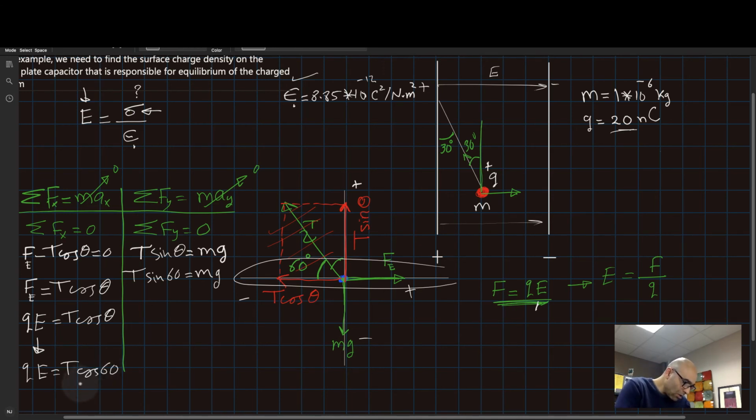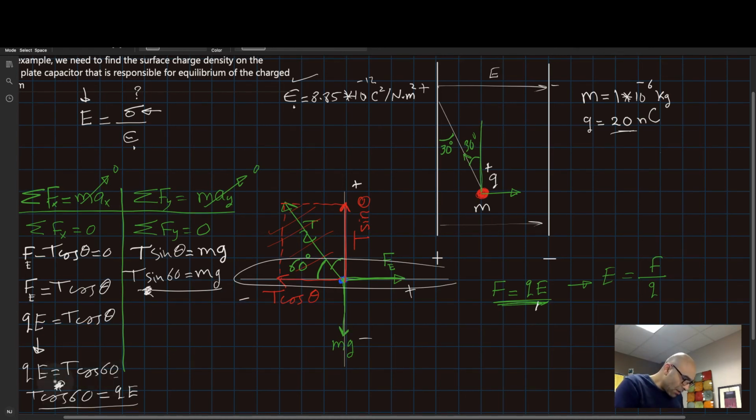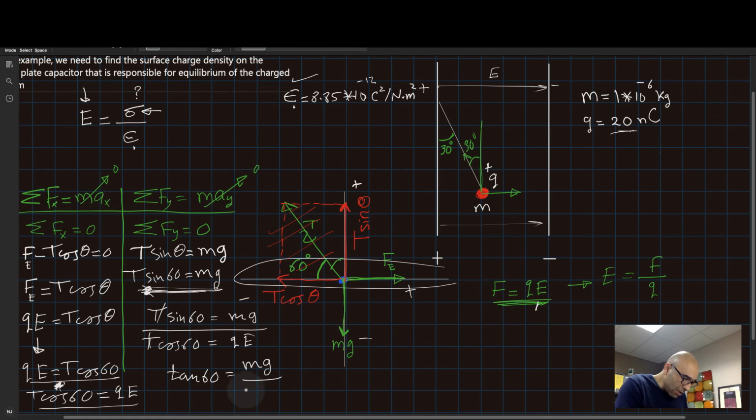Now I'm going to rearrange this equation so that the right hand side is the left hand side. So I'm going to say T cosine 60 is equal to QE. After rearranging this equation, it looks similar to this equation, as you can see. So just divide the two together. I'm going to write this one here: T sine 60 is equal to mg, and divide it by this whole equation, T cosine 60 is equal to QE. You can do this in math, okay? So T with T cancels. Sine over cosine is tan. So tan 60 is equal to mg divided by QE.